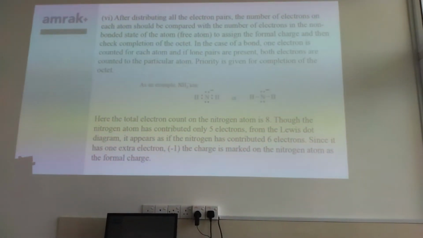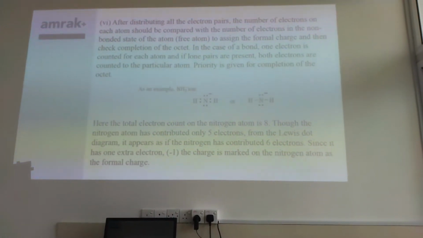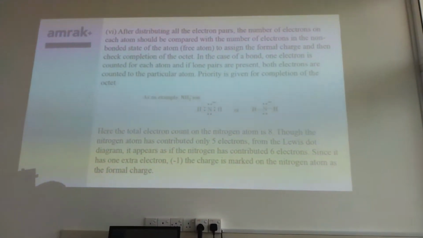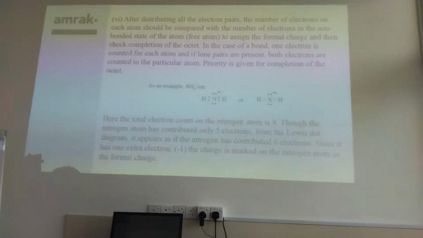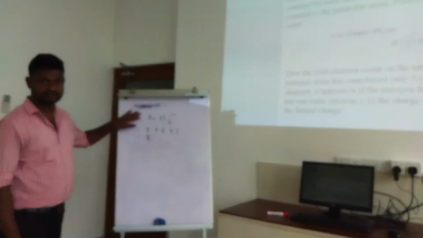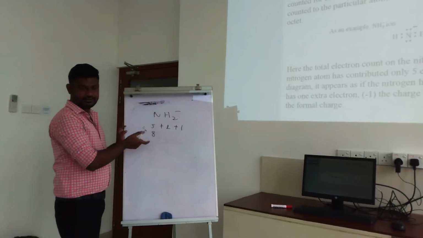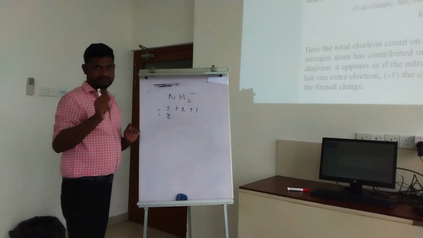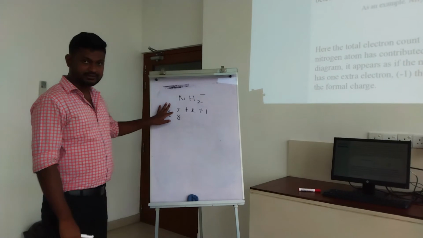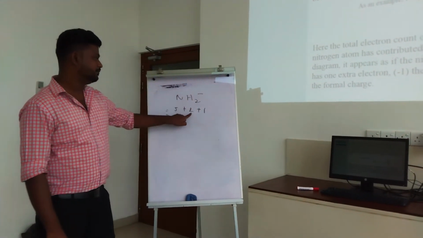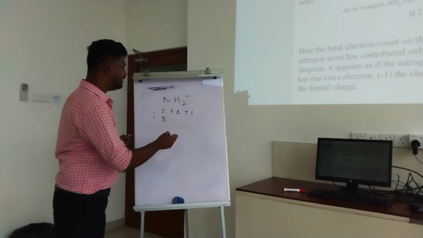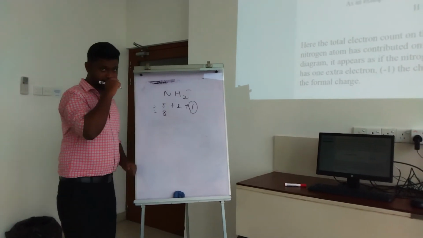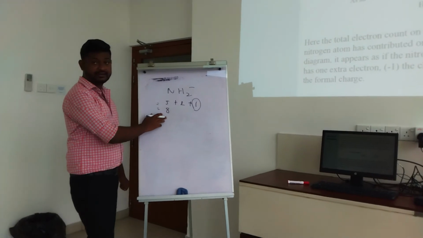For an example, the NH2 minus ion. So one nitrogen plus 2 hydrogen atoms, plus a negative charge. There are 5 electrons in the outermost shell of nitrogen, plus 2, plus 1. This 1 electron is placed because of the negative charge. So there will be 8 electrons in total.